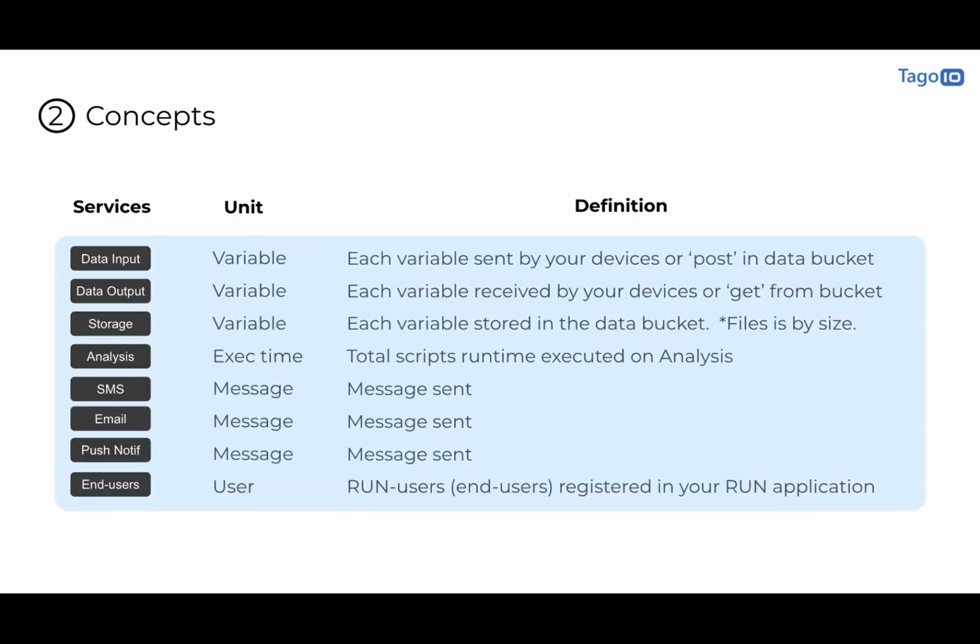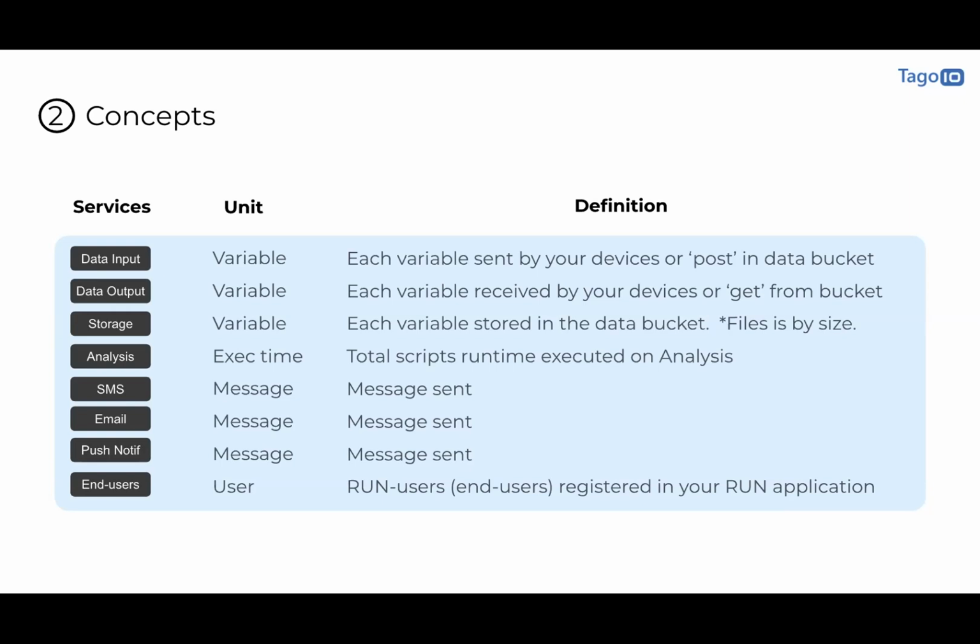So telling a little bit about each service individually. So what is data input? So talking about a variable now. So each variable sent by your device or post in your data bucket. And the output, of course, will be the variable received by your devices or the get from the bucket. We have here storage as well. Each variable stored in the data bucket.